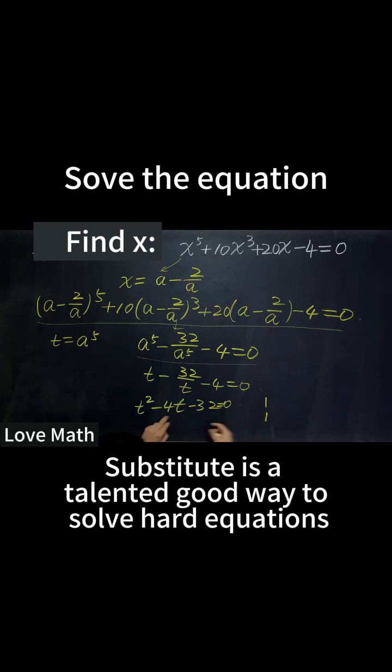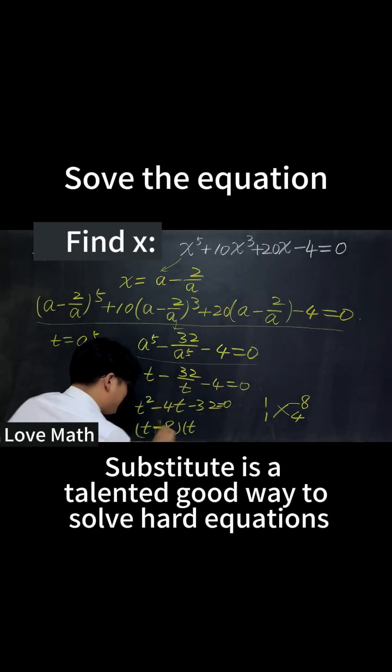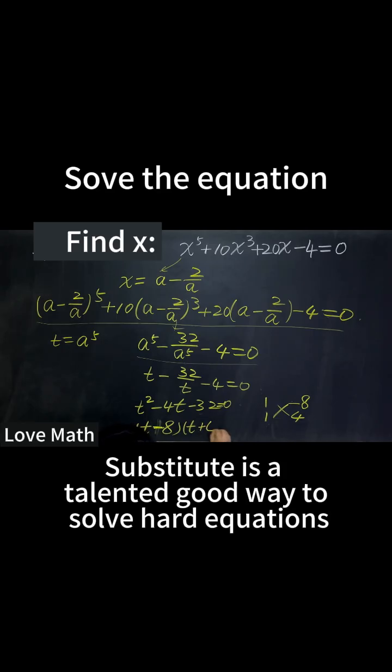Then he used the cross multiplication method. And since it's negative 4, this is negative 8. Isn't it negative 8 times 4? Cross multiplying, 8 times 4 is 32. So it fits, right? Then this is negative 4. And he got t plus 8 multiplied by t. Wait, t minus 8. Be careful when solving problems. Everyone, this is t minus 8. (t minus 8)(t plus 4) equals 0. In the end, he got this result.